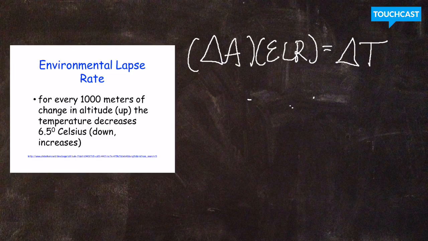Now, for our equation, change in altitude times the environmental lapse rate equals the change in temperature, we need to pay attention to our units. To do this, we need change in altitude in kilometers, and we need the change in temperature in Celsius. We probably won't do any changing of Celsius to Fahrenheit. Who knows, we might. So in this problem, for every 1,000 meters of change in altitude, the temperature decreases 6.5 degrees.